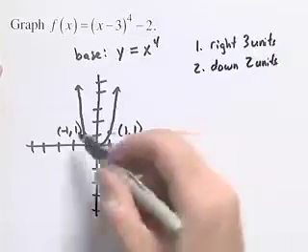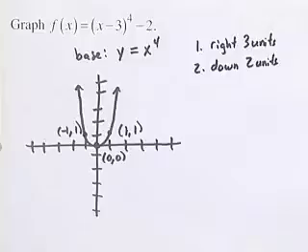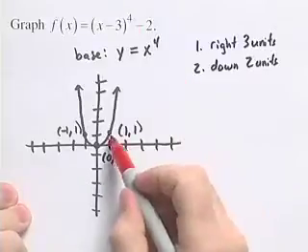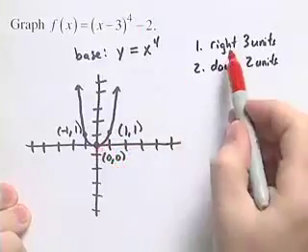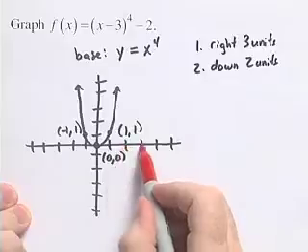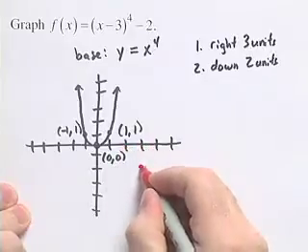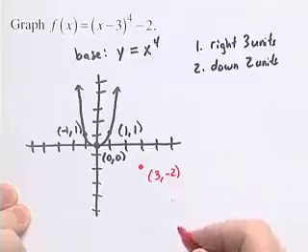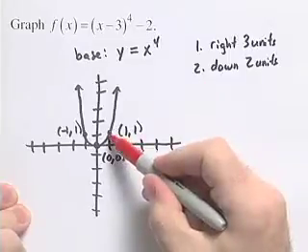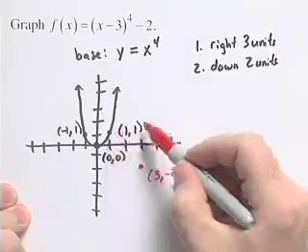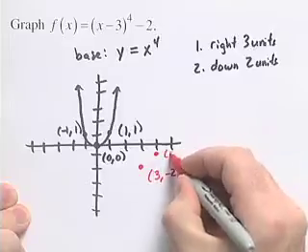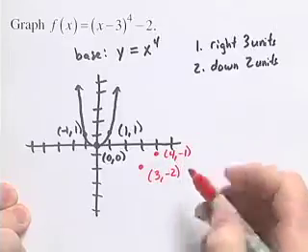And what we're going to do is take the 3 points that we've plotted on our graph, and apply those transformations to those points, and then we'll get a rough graph for our given function. So we'll start with the origin, 0, 0. If we go right 3 units, 1, 2, 3, down 2 units, then we're at the point 3, negative 2. Take the point 1, 1, we go right 3 units, 1, 2, 3, down 2 units, and we're at the point 4, negative 1.